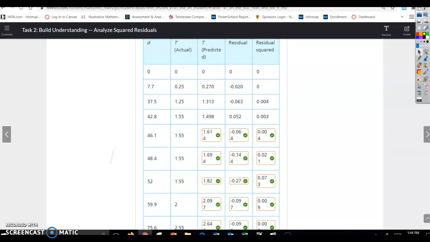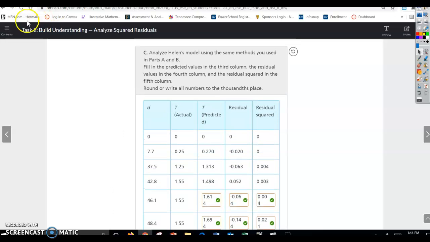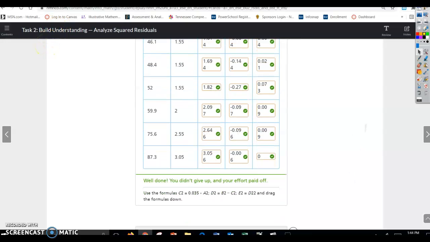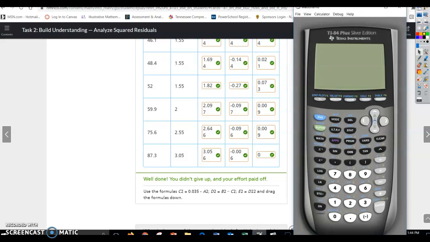All right, hopefully you got your table filled in like I did. It does say round to the thousandth place, so if you missed one, that could be an issue. On this last one here, if you used your calculator to square this, it put it in scientific notation, and that just means it's close to 0. So let me show you real quick about that one.